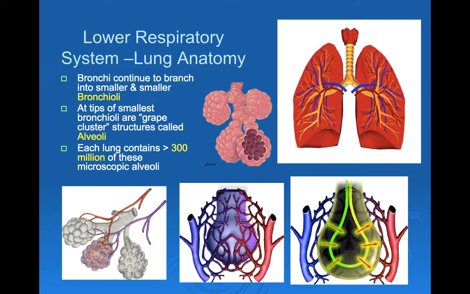Each lung contains greater than. I always get mixed up on those. The less than symbol, though, makes like an L shape. That's how I remember it. So each lung contains greater than 300 million of these microscopic alveoli.